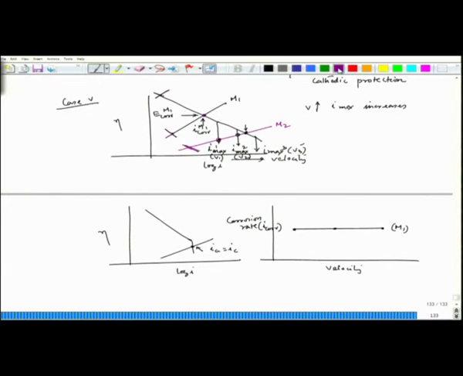Now, in case of metal 2, situation is little different. When the velocity was V1, the corrosion rate was at this point. When the velocity is V2, the corrosion rate was at this point, and when the velocity has become V3, the corrosion rate has gone to this point. And beyond that, if I increase velocity further, it will all the time cut the cathodic polarization line at this particular point. So, it will become constant.